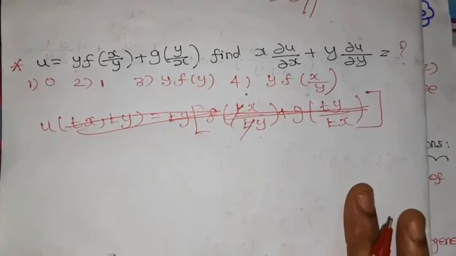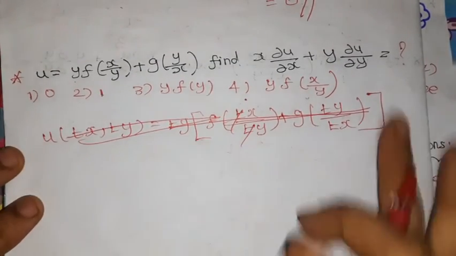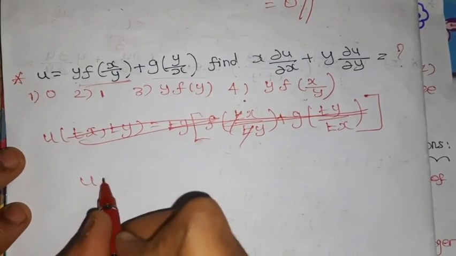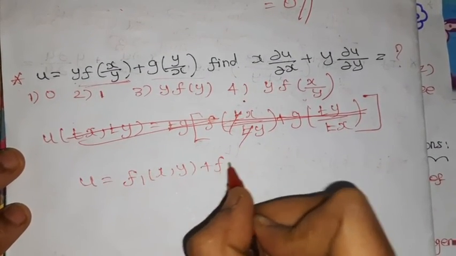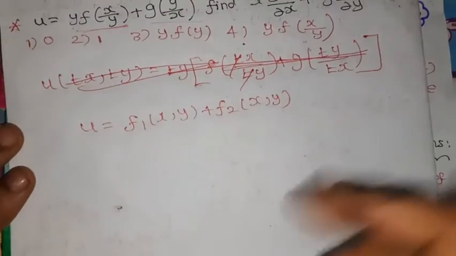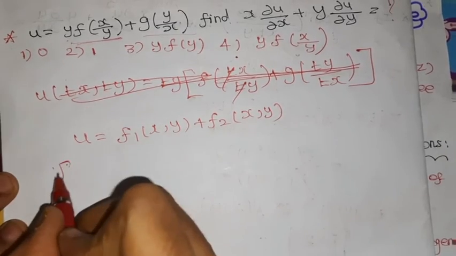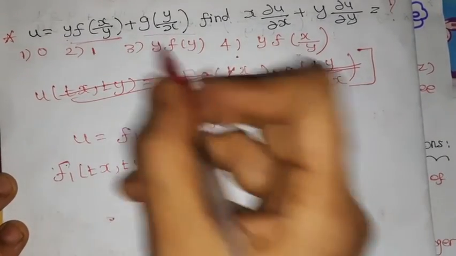Previously also we have seen the same kind of problem, right? So it is a function 1. This can be written as u equals function 1 of x, y plus function 2 of x, y. Then we will combine together. Then for that function 1, we need to check the homogeneity. So this is function 1.